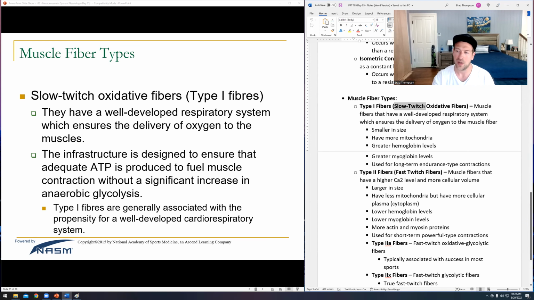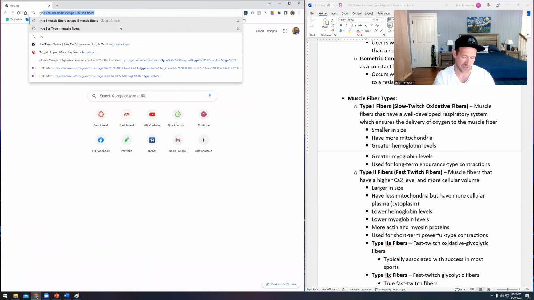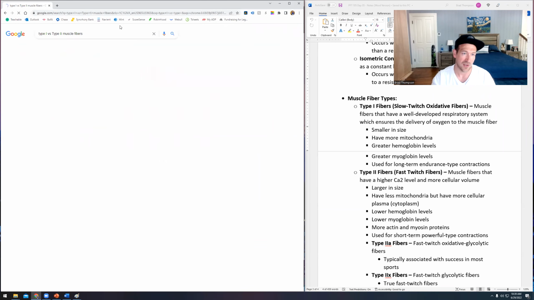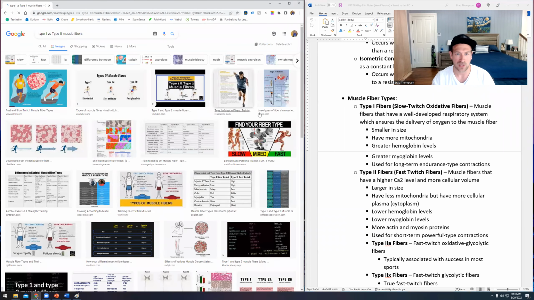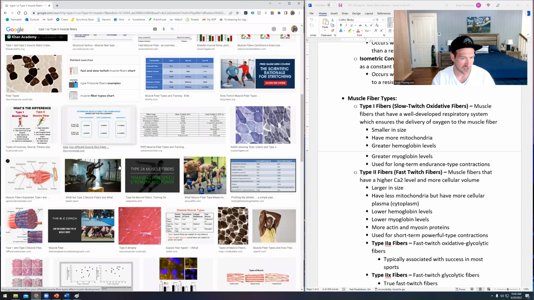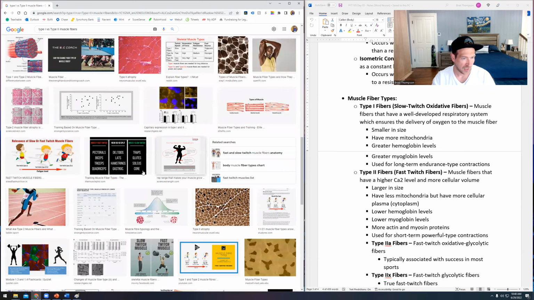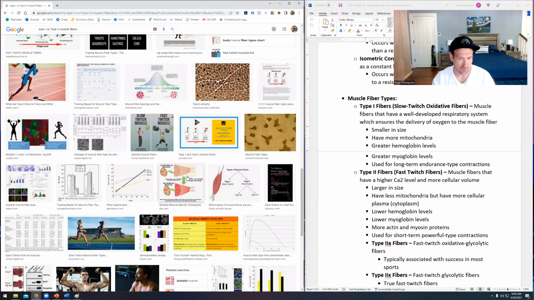So your slow twitch oxidative fibers are muscle fibers that have a very well-developed respiratory system. They are packed full of mitochondria. That ensures that they can deliver oxygen to the muscle fiber very easily, and they can just spit out energy constantly, right? So they are smaller in size, type 1 versus type 2 muscle fibers. You're going to see the difference between a sprinter versus a marathoner in terms of how their body works.